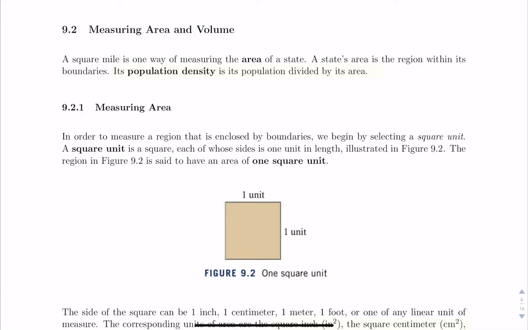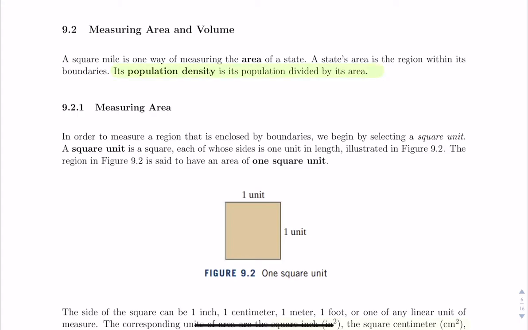9.2 is about measuring area and volume. So a square mile is one way of measuring the area of a state. A state's area is the region within its boundaries. Its population density is its population divided by its area.